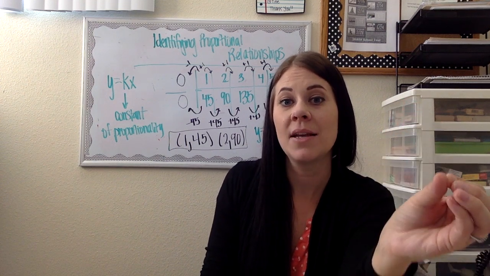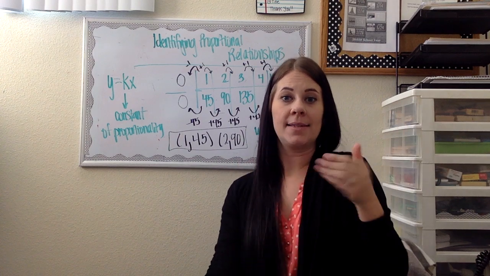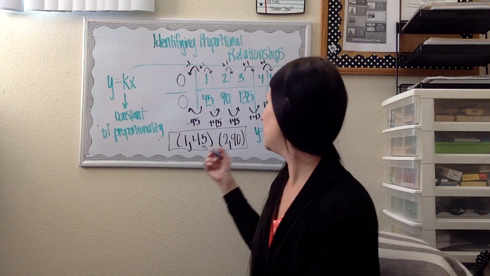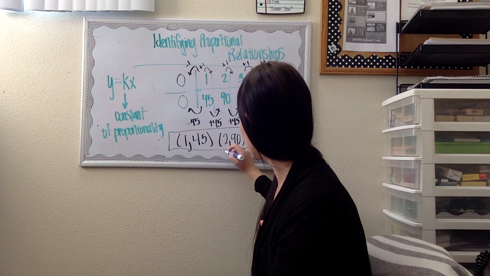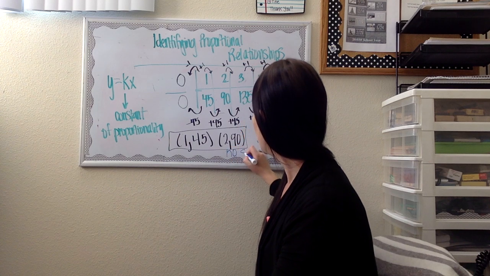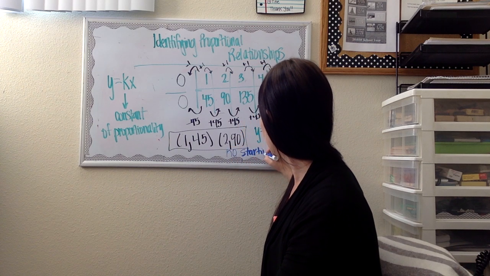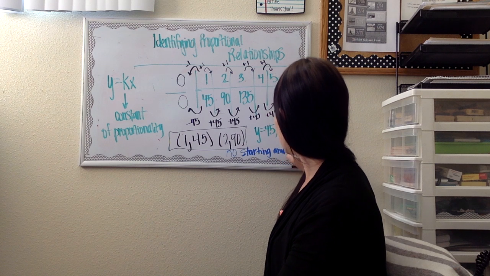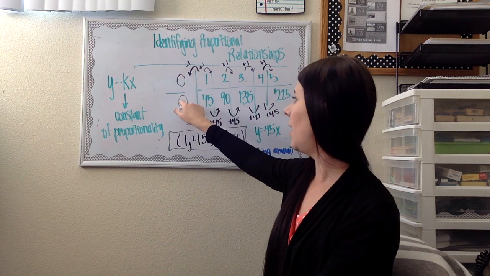So that would be not having a starting amount. And I want you to write that, and then I'm going to explain that more in a second. So this is no starting amount. Because at 0 time, I've paid $0.